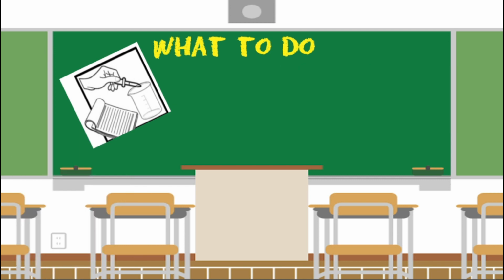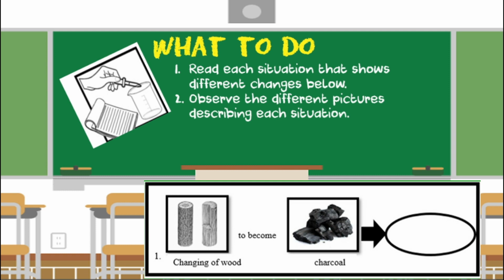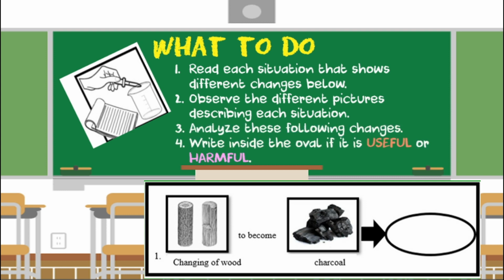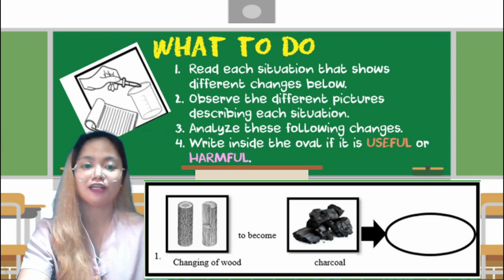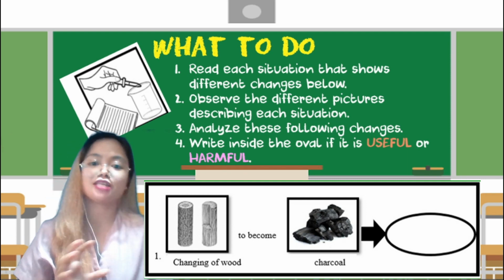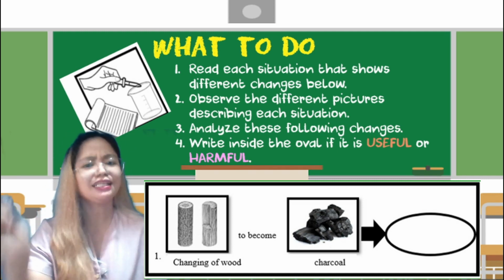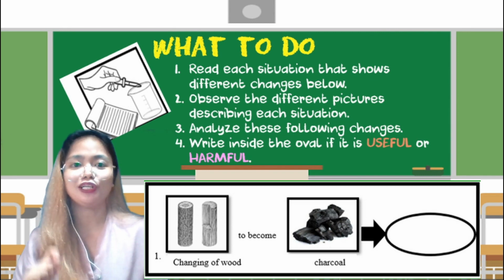Follow these steps in answering our activity. Read each situation that shows different changes below. Observe the different pictures describing each situation. Analyze these following changes. Number 4, write inside the oval if those changes is useful or harmful in the environment. Kindly write on the oval, useful or harmful.